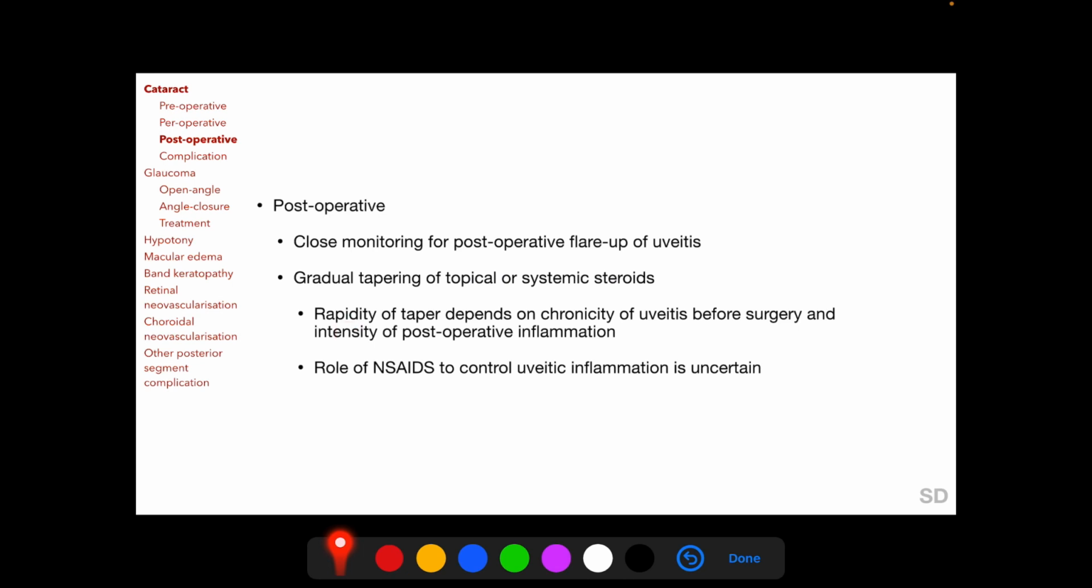Rapidity of the taper depends on chronicity of the uveitis before surgery and intensity of postoperative inflammation. So, a chronic uveitis or severe postoperative inflammation requires very slow taper of topical and systemic steroids. Role of NSAIDs to control uveitic inflammation is uncertain.